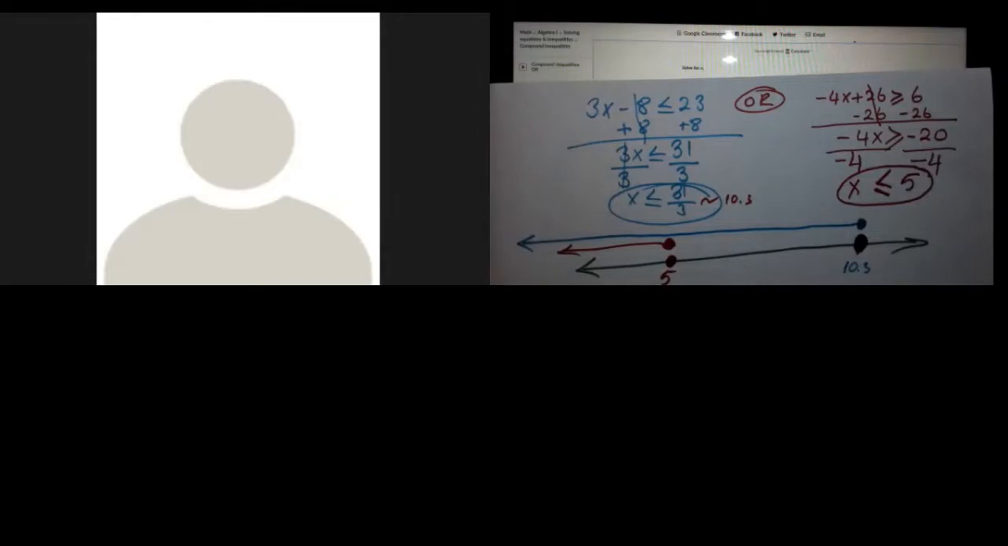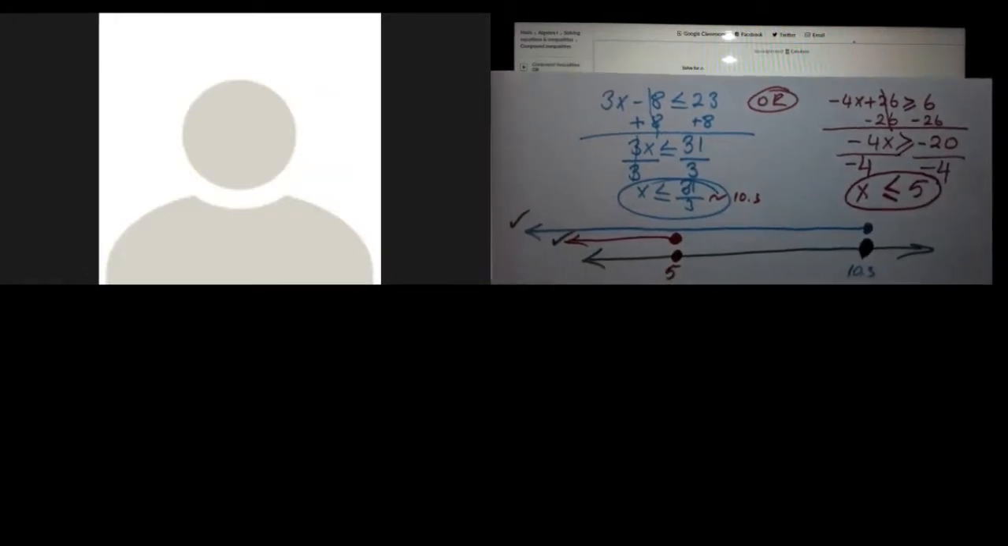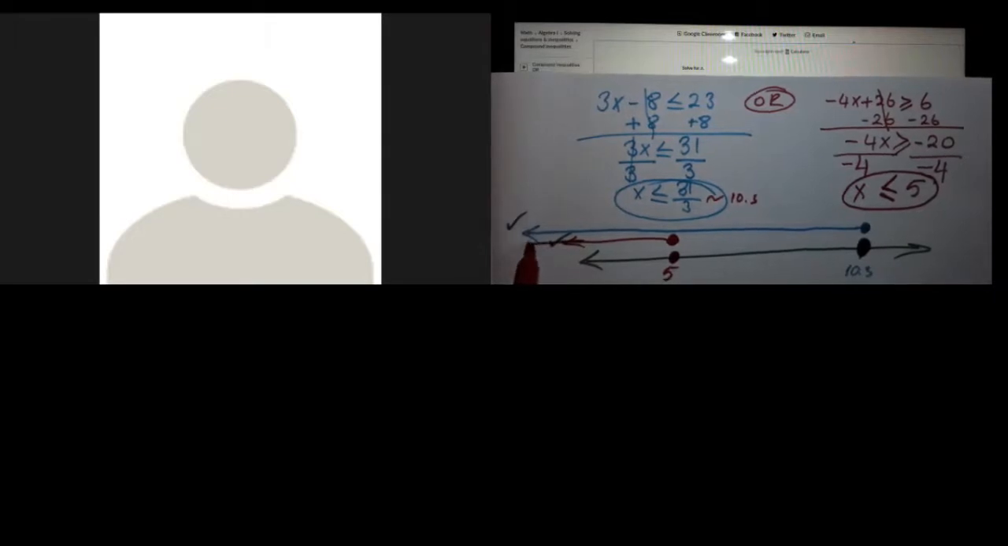Look, it says "or." This is the important part. Pay attention. Because it's saying "or," either one of these graphs is okay. But look, x is less than or equal to 10.3, or 31 over 3, already has x is less than or equal to 5 in it. You see what I mean when I say it's already in it? It's already a part of it. You guys understand that when I say it's already a part?